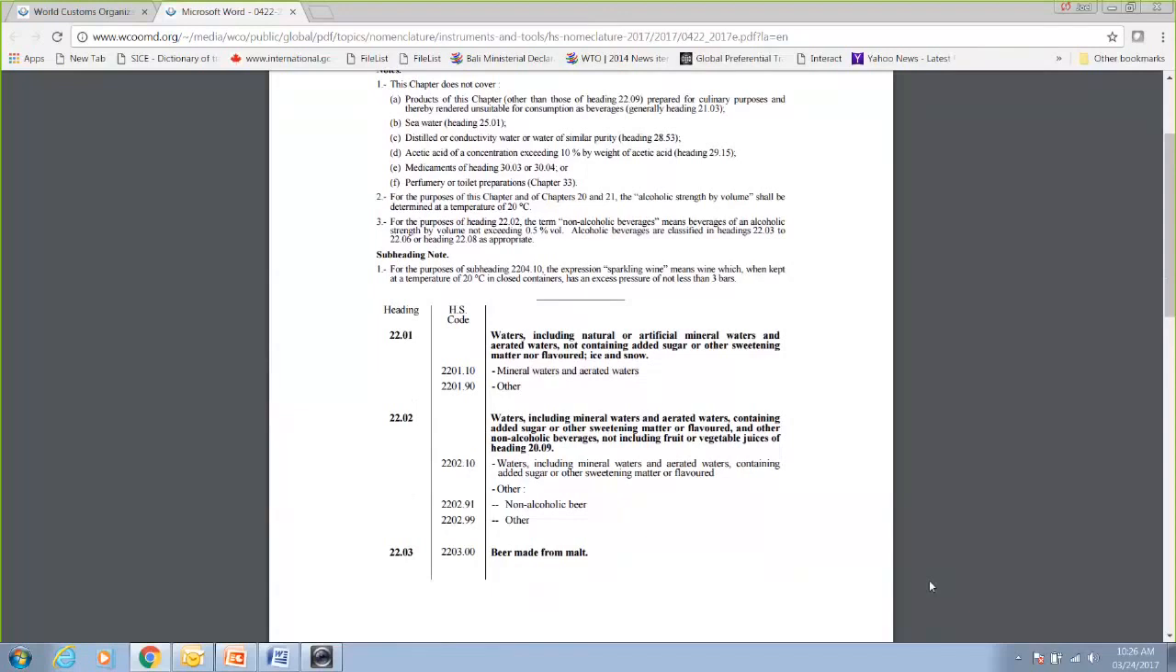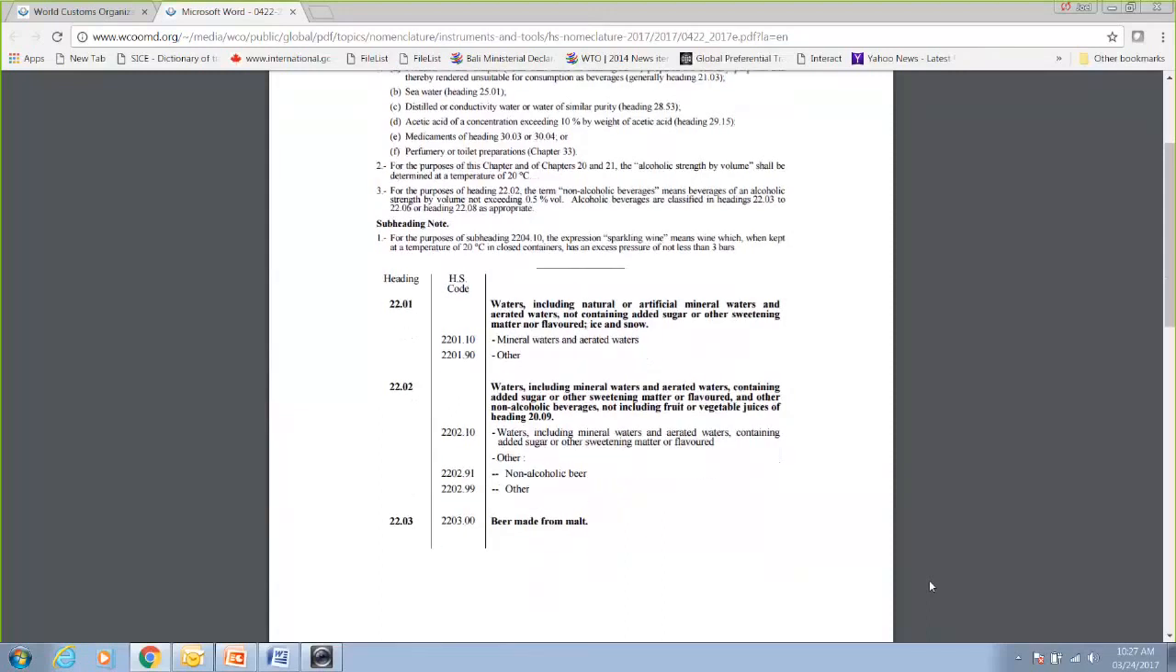And then in 2202, there are a number of subheadings: 2202.10, which would be only the waters which contain added sugar. And you have a second subheading, other, which has two secondary subheadings. Non-alcoholic beer is in 2202.91, and all other waters would be in 2202.99.